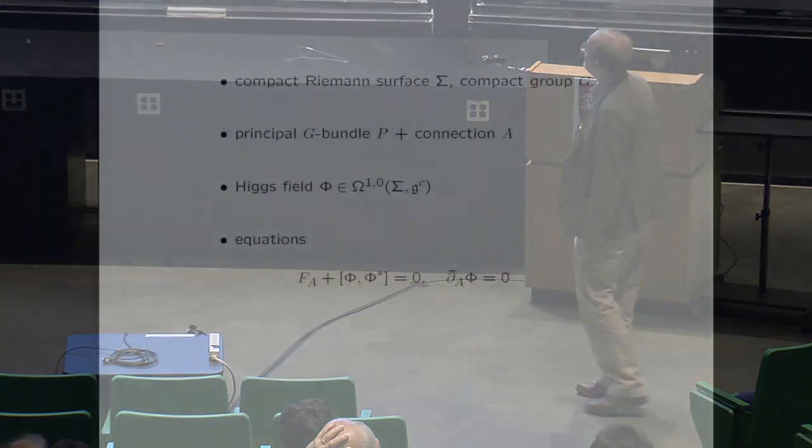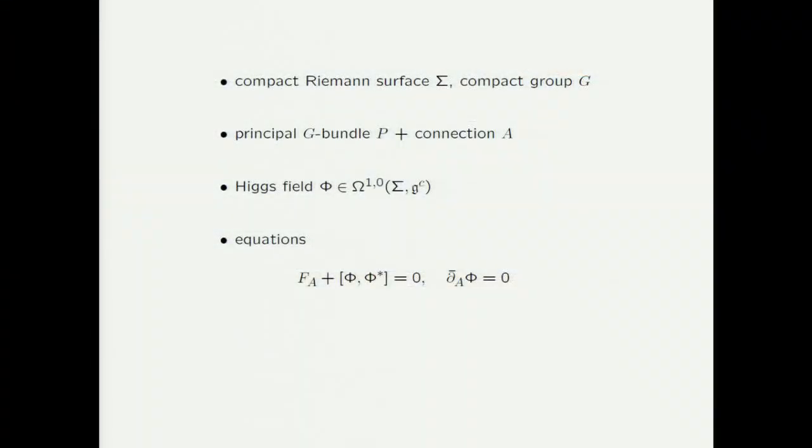So let me remind you what I mean by the Higgs bundle. We have now a compact Riemann surface, so our surface now has a complex structure. I have a compact group G and a principal G bundle with connection over sigma. And then I have this Higgs field, which is best to write as a 1-0 form on the Riemann surface with values in the Lie algebra. And the equations are that the d bar operator, the holomorphic structure on this bundle of Lie algebras determined by the 0-1 part of the covariant derivative of the connection, using that holomorphic structure, the Higgs field should be holomorphic, and that it satisfies, together with the curvature of this G connection, this equation here.